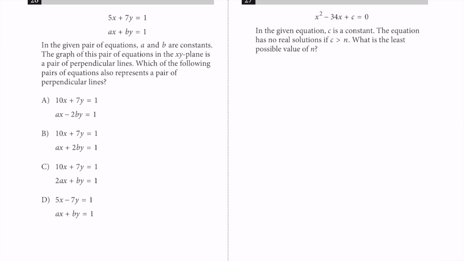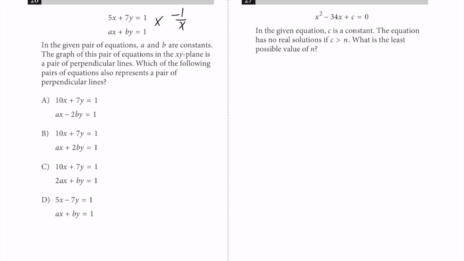All right, for question 26, in the given pair of equations, a and b are constants. The graph of this pair of equations in the xy plane is a pair of perpendicular lines. Which of the following pairs of equations also represents a pair of perpendicular lines? So when we have perpendicular lines, if one line has a slope of x, the other line has a slope of -1 over x, right?